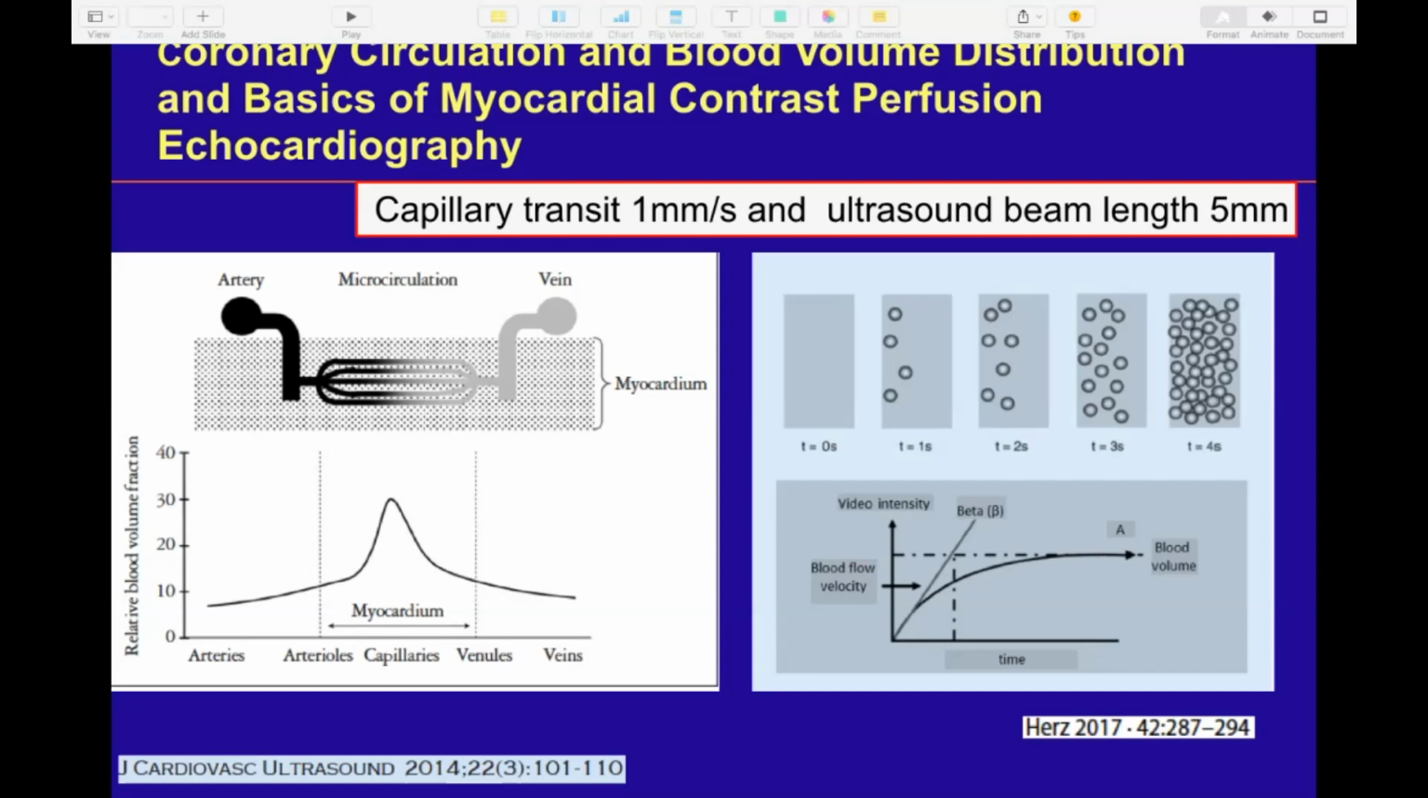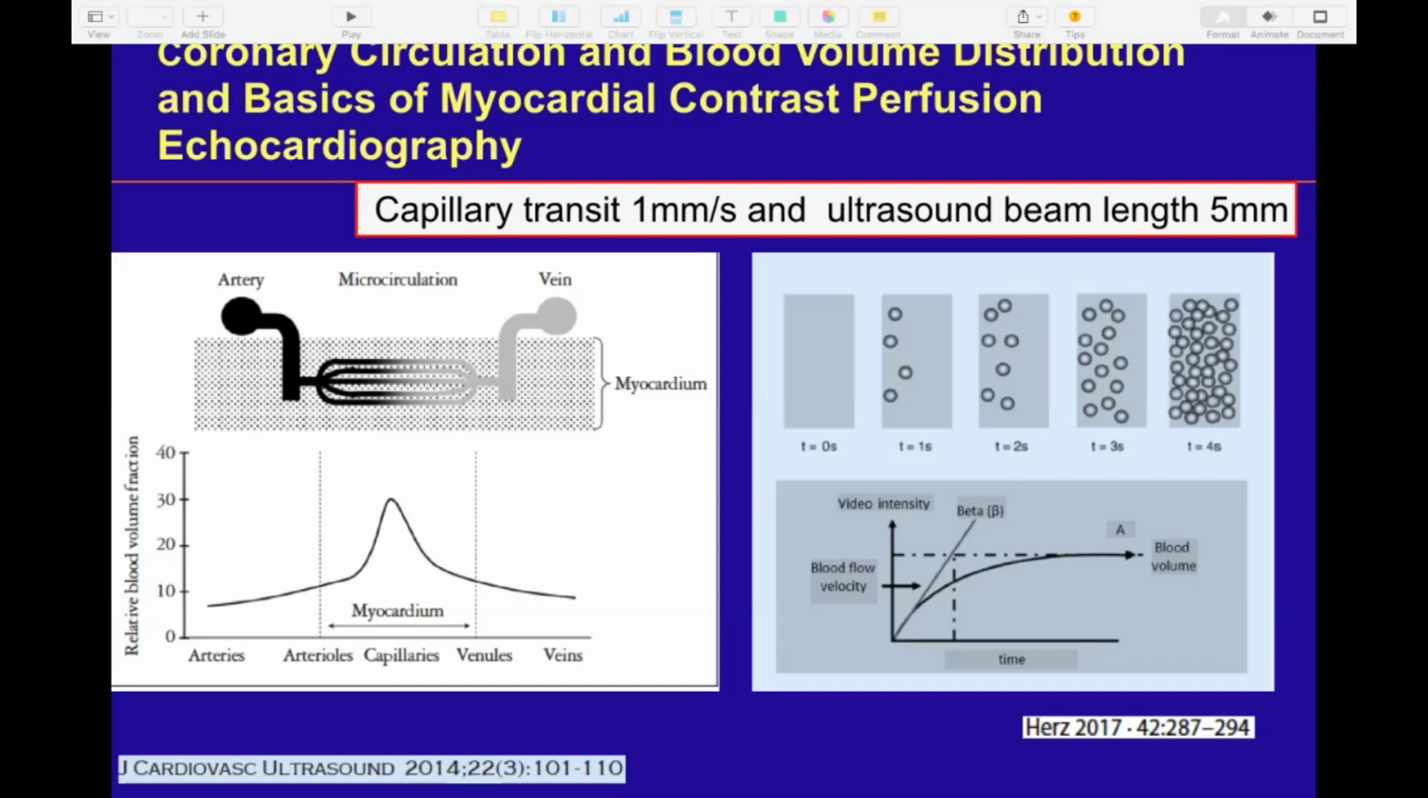So perfusion is at the microvascular and macrovascular level. For example, with nuclear, MRI, PET, anything that you take, you are actually evaluating perfusion at the bed, with 90% of the blood volume being in the capillaries. That's what we're looking at.